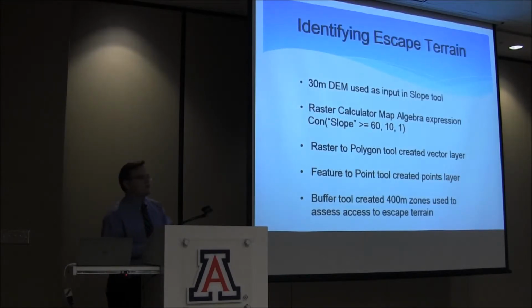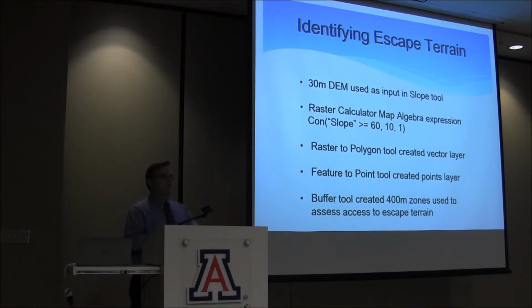So to get started, I had to identify escape terrain. Escape terrain is defined as a slope of 60 degrees or greater. To do this, I used a 30 meter digital elevation model as an input in the slope analysis tool. This created a raster with values from 0 to 81 degrees. In order to select the slopes that were identifiable as escape terrain, I created a conditional statement in the raster calculator. What this statement does is create an output raster of 2 values, 10 and 1. A value of 10 indicates that the slope is suitable as escape terrain. A value of 1 indicates that the slope is not suitable as escape terrain.